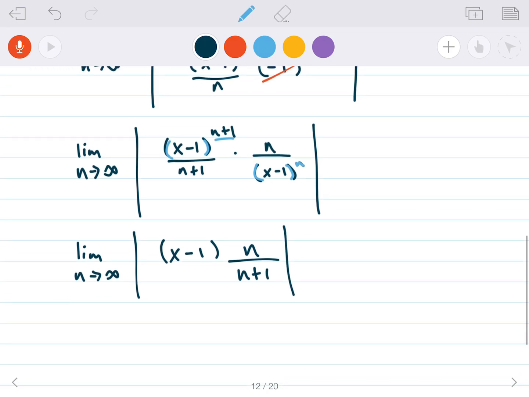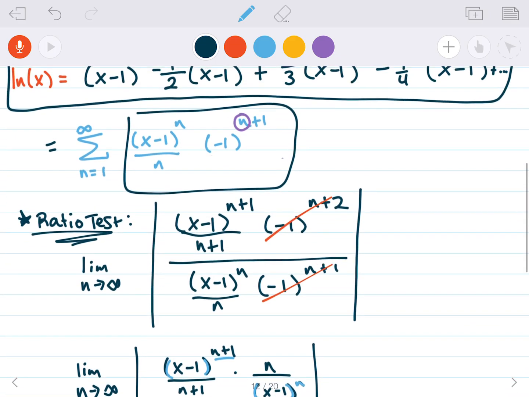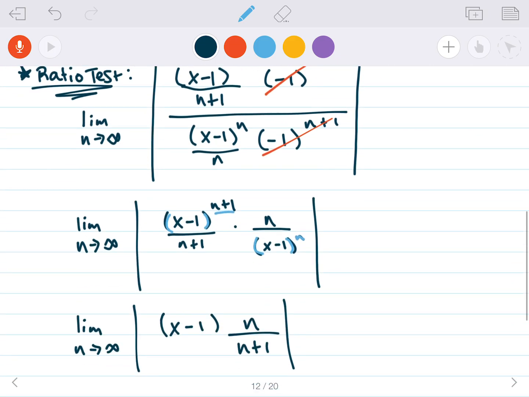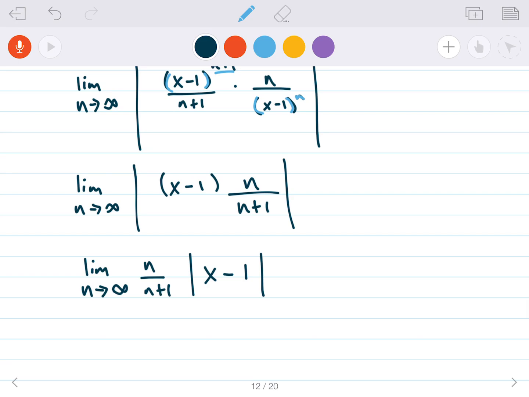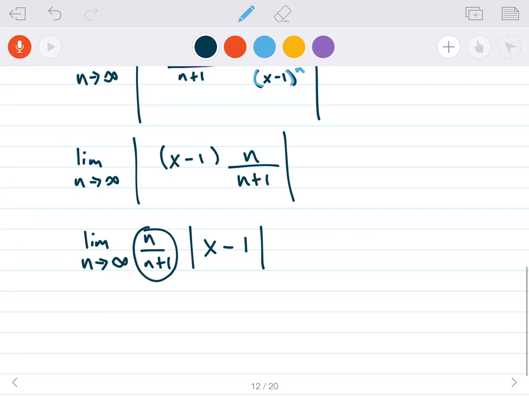Well, the n over n plus 1 is always going to be positive, right? Because look at where our sum started. We started at n equals 1. So I can pull that out of the absolute value bars to give me the limit as n goes to infinity of n over n plus 1. I need to leave this x minus 1 inside the absolute value bars just in case it's not positive. So here, you can use L'Hopital's rule or divide top and bottom by the highest power, but we've done a million problems like this, so I'm not going to rehash that. This is going to go to 1. So that's going to go to 1. And we're simply left with the absolute value of x minus 1.